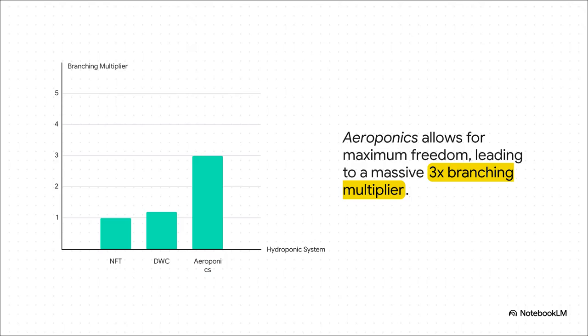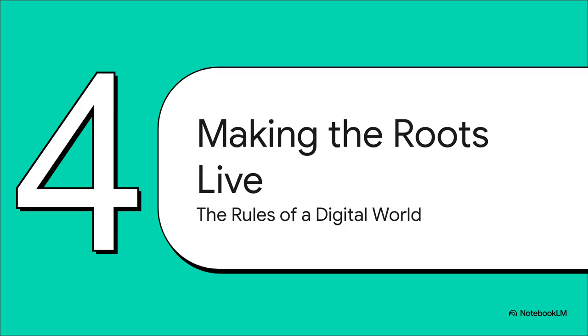So the model gives it a branching multiplier of 3.0. That's a huge difference in how the root architecture develops. So we've built the structure. We've got our layers, we've got our cohorts, and they're all arranged based on the growing system. But right now, it's just a statue. It's a static model. The next crucial step is to breathe life into it.